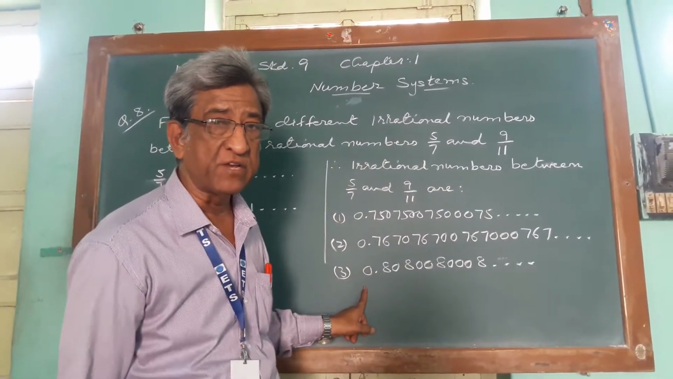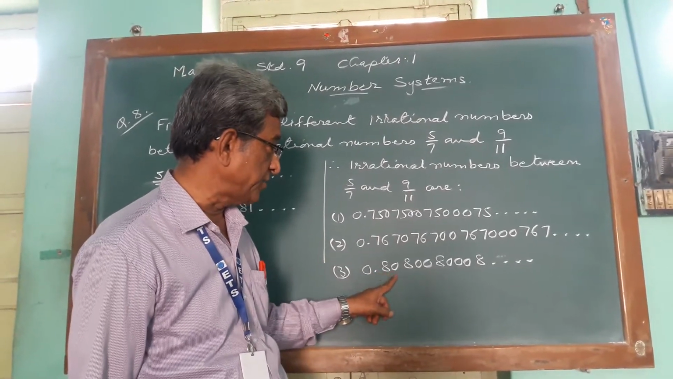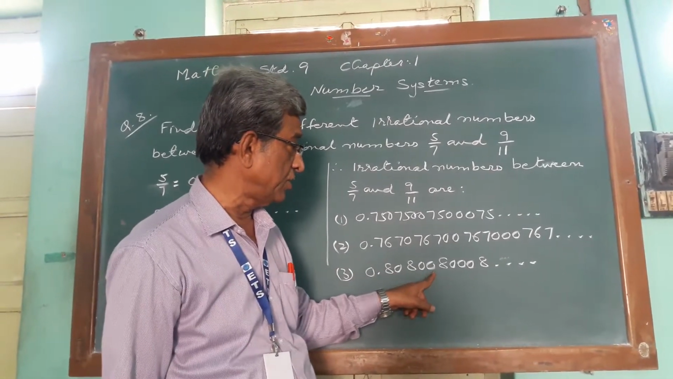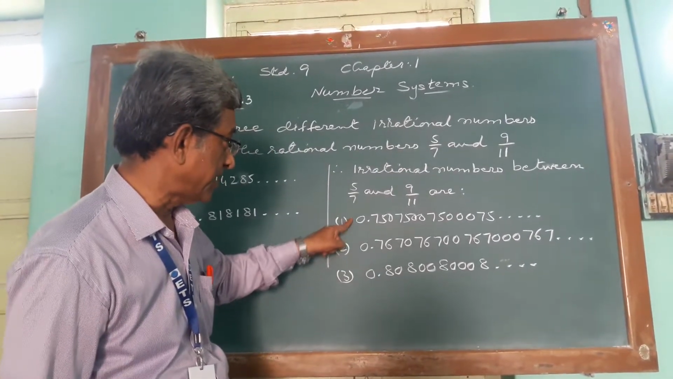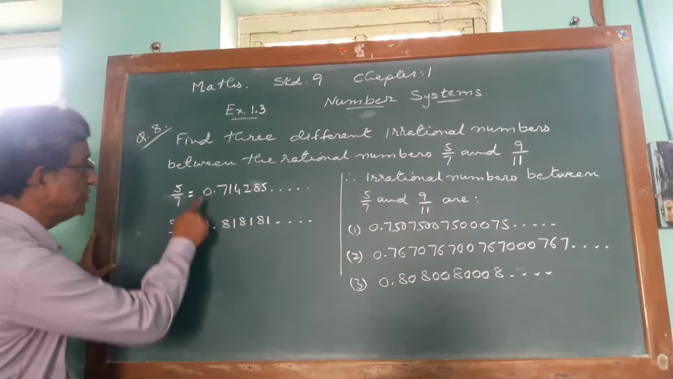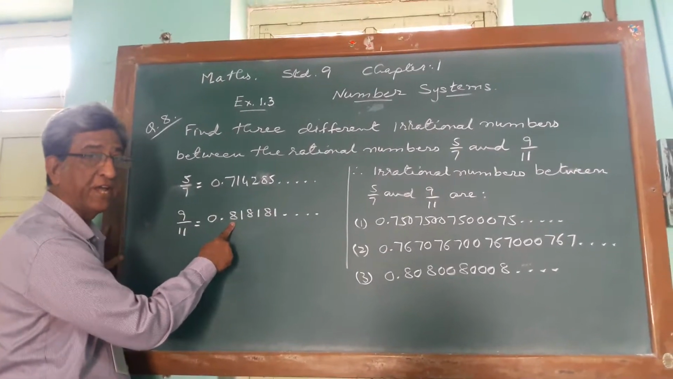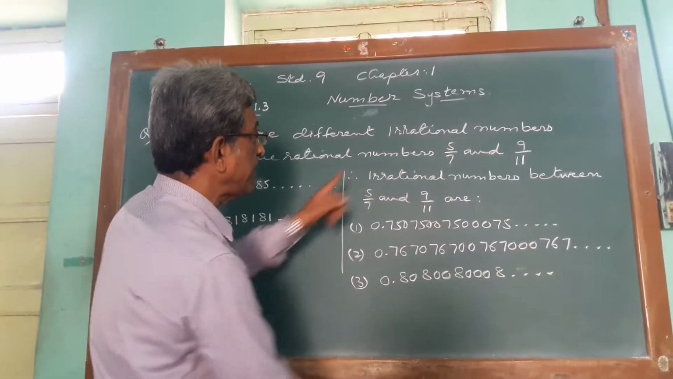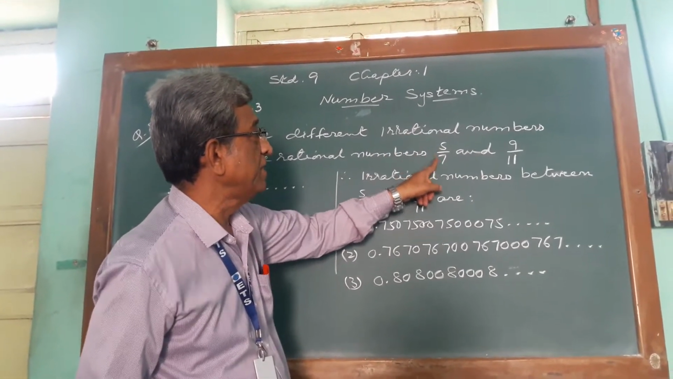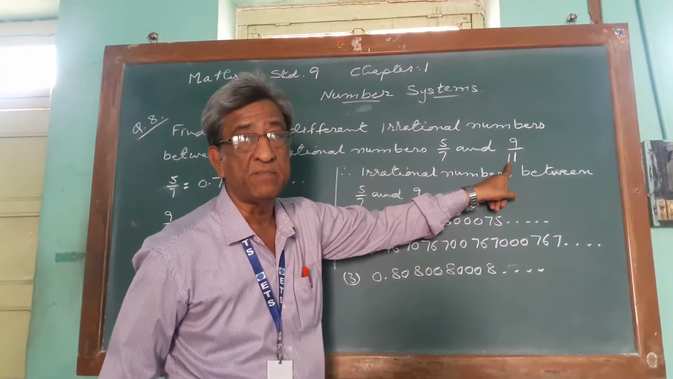Third required number you can write 0.80, 800, 8000, an infinite number. All these three numbers lie between 0.7 and 0.8. So these are the three required irrational numbers which lie between 5/7 and 9/11.